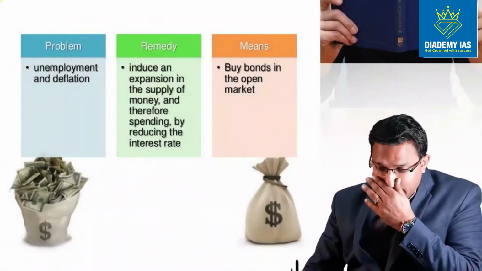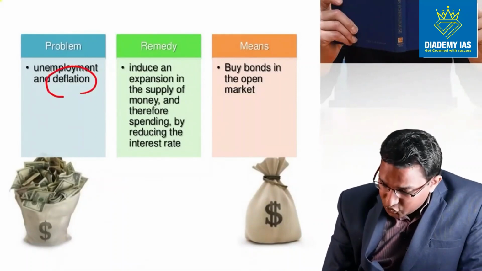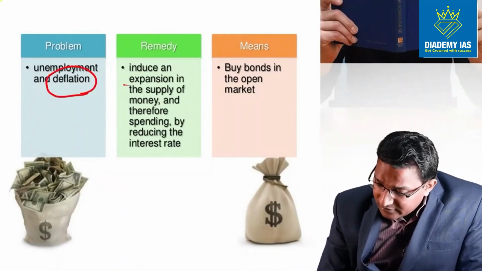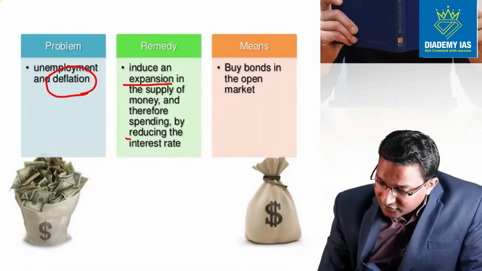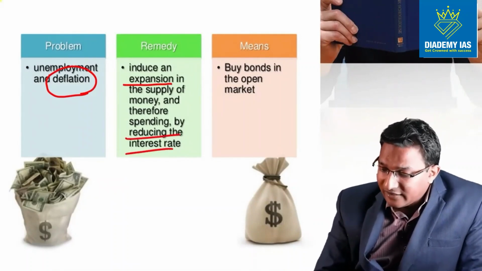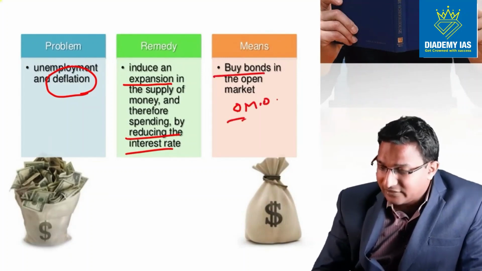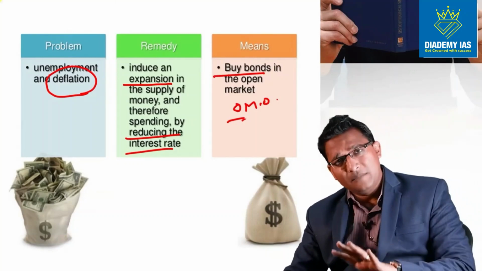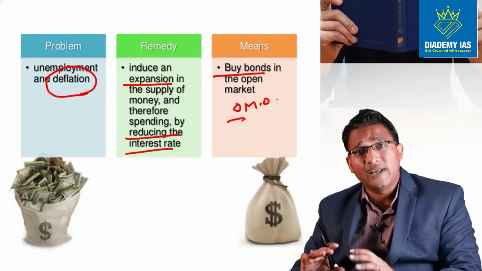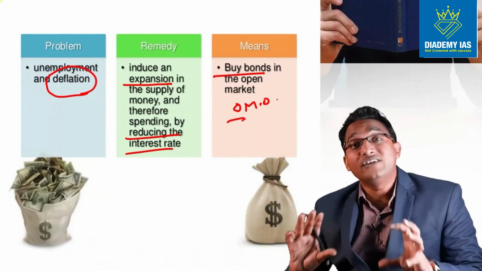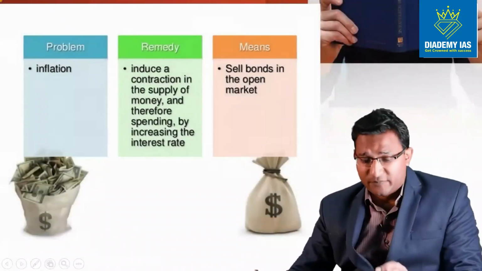Now consider a situation of deflation. In deflation, the remedy is expansion. That means a reduction in the interest rate, and in the open market operation, the RBI will be buying bonds in the open market. I am repeating the same thing again and again in different slides so that you have a very strong grasp over the concept. You can see the concept from different perspectives.